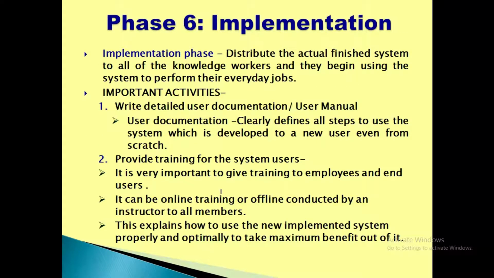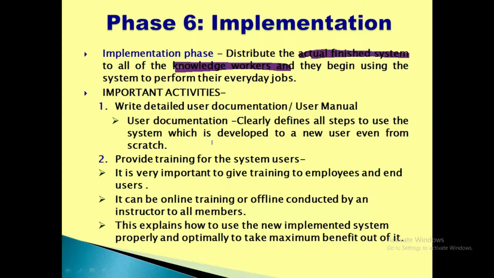Implementation phase 6. This phase is where the actual finished system is distributed to the users. To distribute the actual finished system to all the knowledge workers, and they begin to use the system to perform their everyday jobs. Here the system is actually given to the users, all the knowledge workers, meaning all the 3 levels of employees, so that they can use it and test it in practical terms.